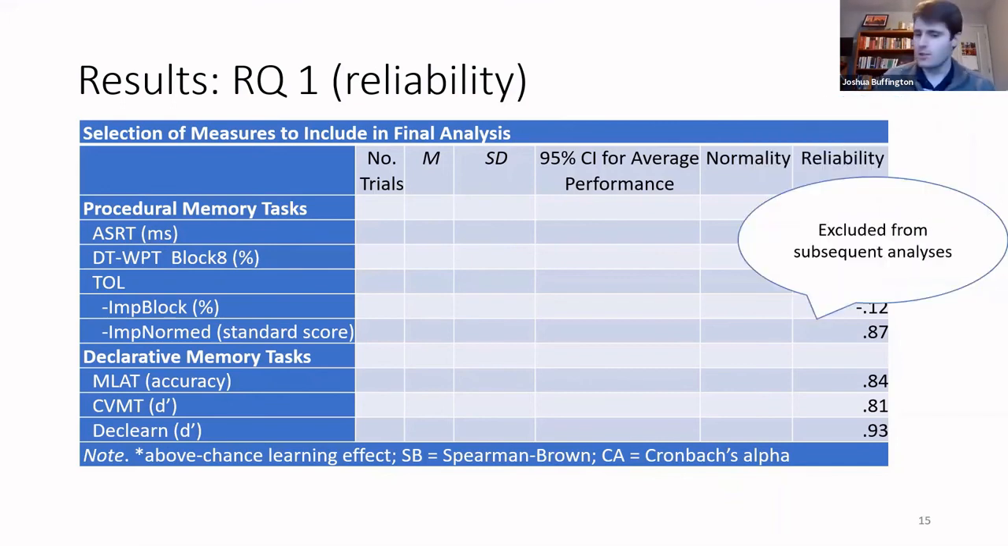The other measure that fell below threshold was TOL imp block. Because we had another measure from the Tower of London that was above our threshold, we excluded imp block and just use imp normed in subsequent analyses. So from here on out, TOL will refer to this imp normed measure. But other than that, our tasks were all above the threshold.